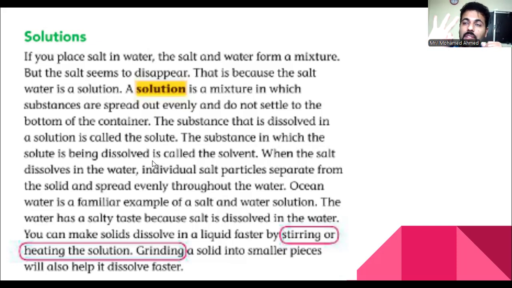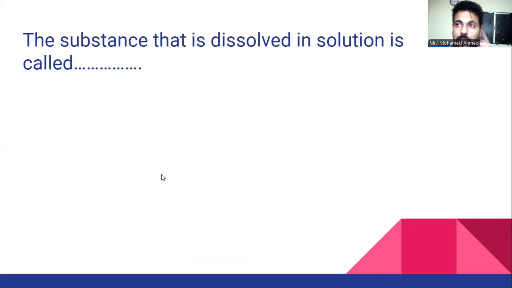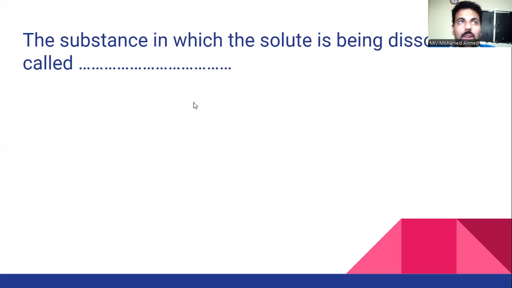So we have three factors affecting the speed of the dissolving process: stirring, heating, and grinding. Repeat after me. Stirring, heating, grinding. Stirring, heating, and grinding. Perfect. Thank you. Now, first question, raise your hand. The substance that's dissolved in the solution is called... Okay, go ahead. Solute. Perfect. Good job. Thank you.